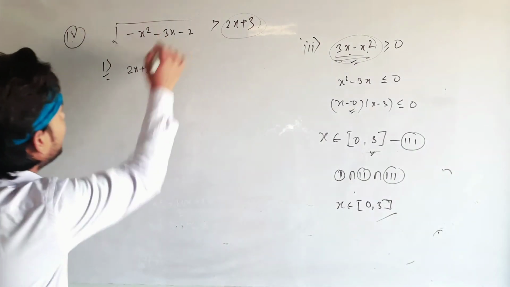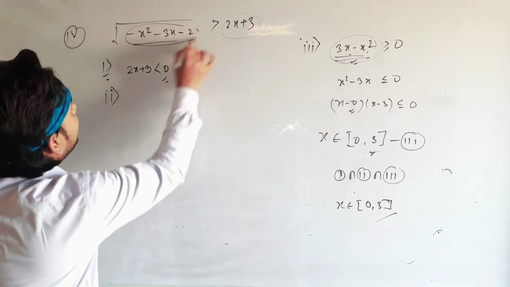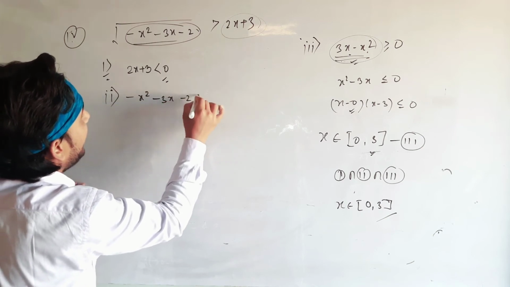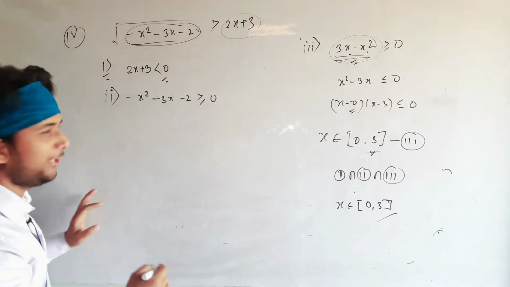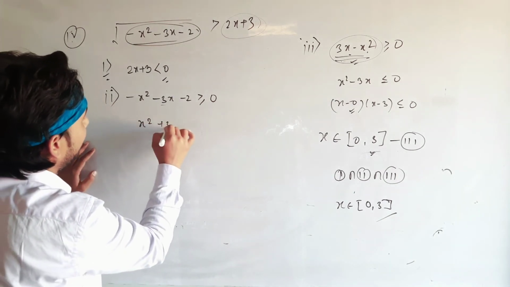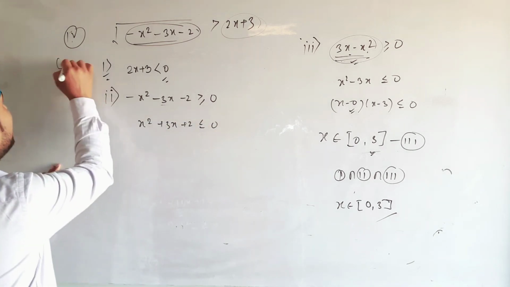We have to define only the square root function. How will we define it? We will define it by making it greater than or equal to 0. It means that you have to apply a minus sign here: x square plus 3x plus 2 less than or equal to 0. Okay, and this is the first case.